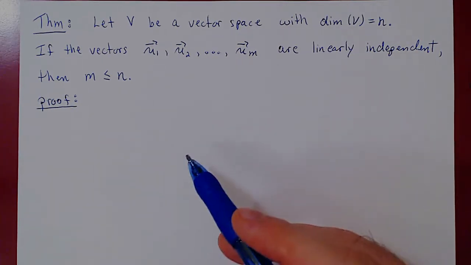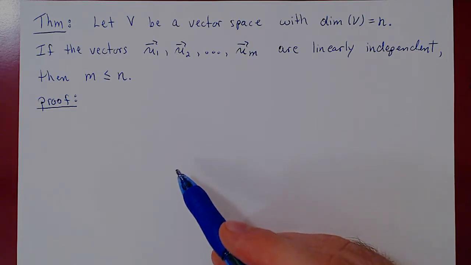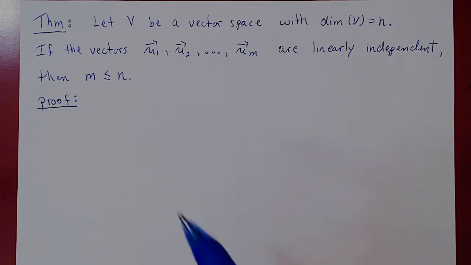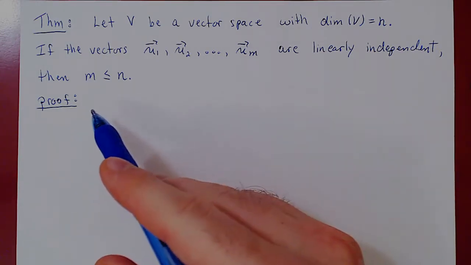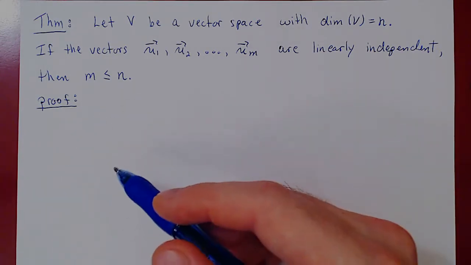So let's prove this, and you will see that the proof is essentially a copy-paste of the argument from the previous video where we proved that given a vector space, any two bases must contain the same number of elements. So I'll go over the proof a little more rapidly.